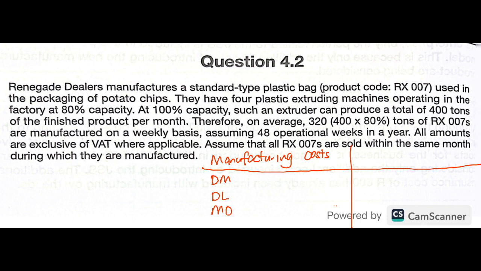Then you have your non-manufacturing costs, which are also known as period costs. And these are your general administrative costs, as well as your marketing, selling, and distribution costs. So marketing, selling, and distribution costs also fall into this category.